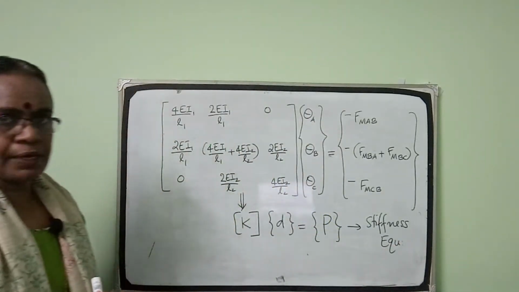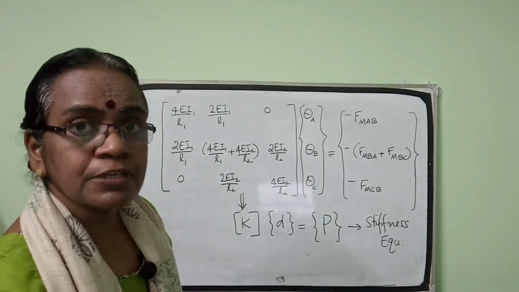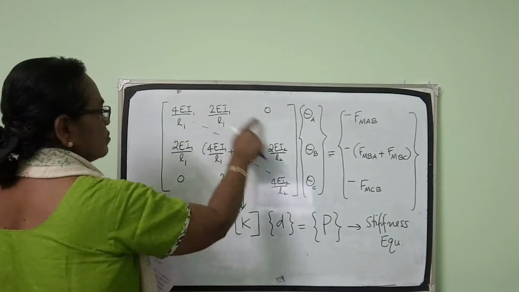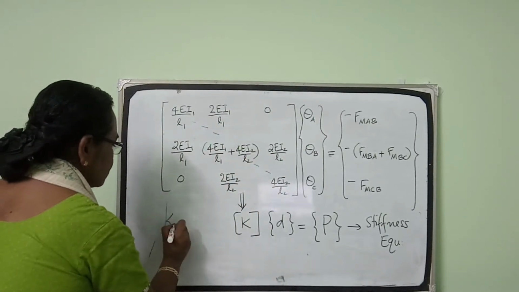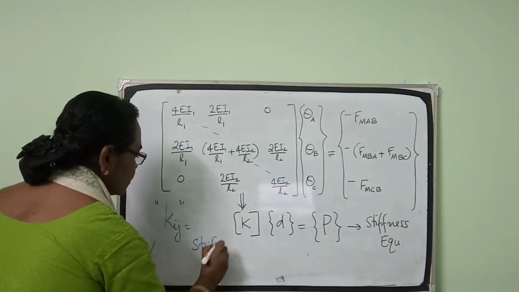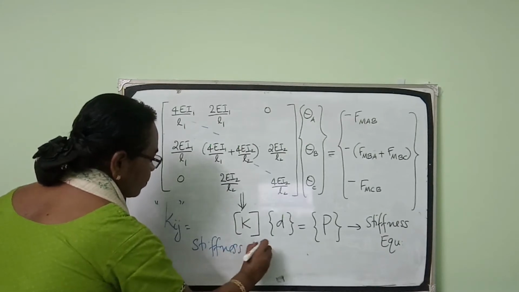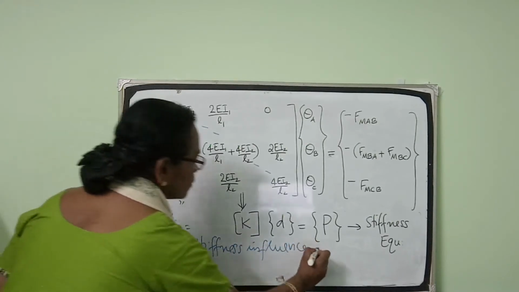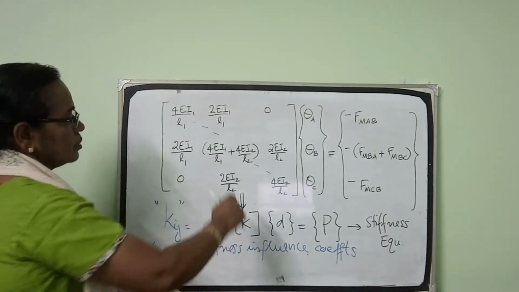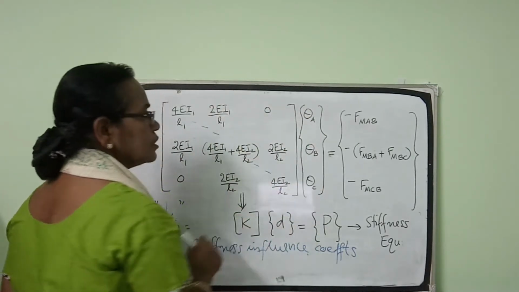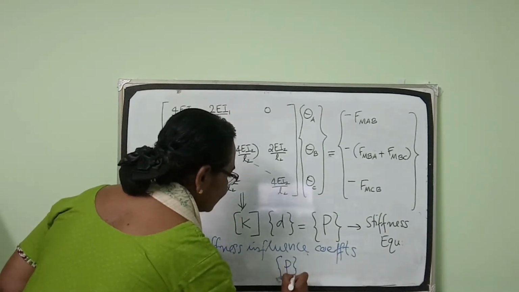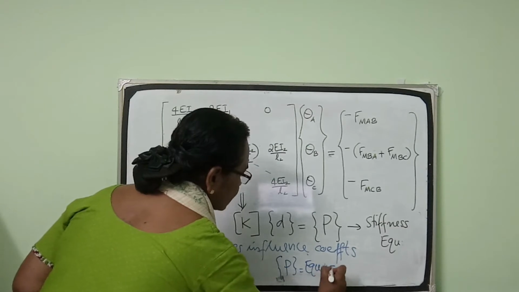K into D is equal to P, and the terms of the stiffness matrix, these terms, you check it, are called the stiffness influence coefficients. Kij is called stiffness influence coefficients. The vector D is the unknown displacement vector. The right hand side vector P is called the equivalent joint load vector.